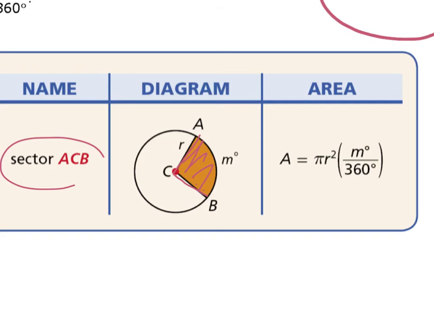And our formula is the area is equal to pi r squared, so this is just the area of the circle, times the measure of the arc degrees divided by 360. So this formula is very important.